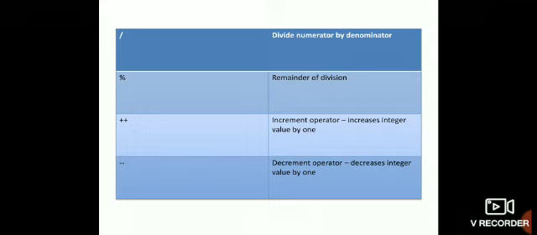Plus plus a or a plus plus mean the same thing when they form statements independently, but they behave differently when they are used with assignment operator. In prefix increment, the value of operand is incremented by 1 and then it is assigned, whereas in postfix increment, first assignment is done and then increment is performed.